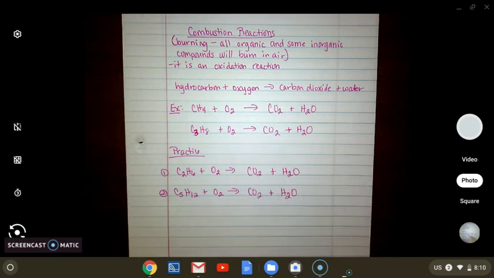Okay, so those are the 5 types of reactions that you have. I'm going to give you some practice problems on them just for you to be able to tell me what type of reactions they are.